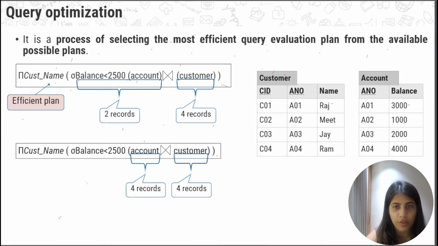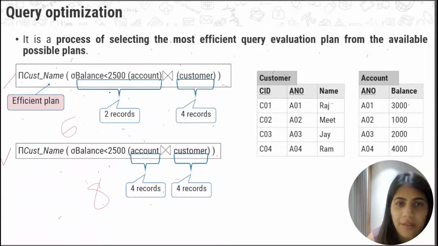Let's take an example over here. We want to display the names of the customers whose balance is less than 2,500. There are two plans over here. The difference in both the queries is the plan of evaluating that query. Both the queries have a different evaluation plan. This one gives 6 records and this gives 8 records.